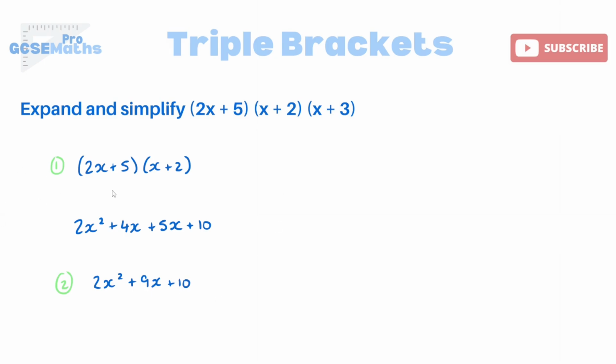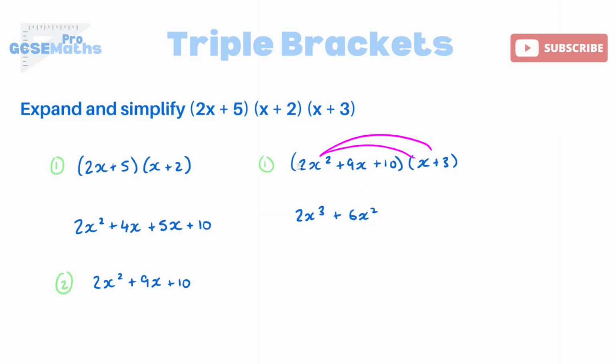Okay, perfect. So now onto our second half of the working. In one bracket we've got 2x squared plus 9x plus 10. And in the other bracket we've got our final bracket that we missed out, which was x plus 3. So expanding all of the terms in the first bracket by all of the terms in the second bracket, we get 2x cubed plus 6x squared again. Remember that that coefficient will affect the second term in the second bracket.